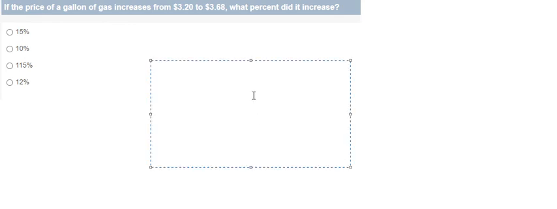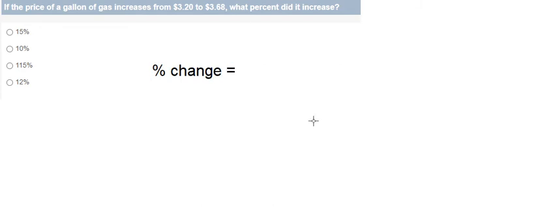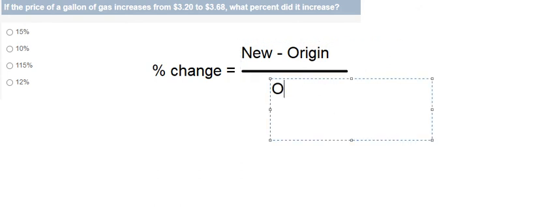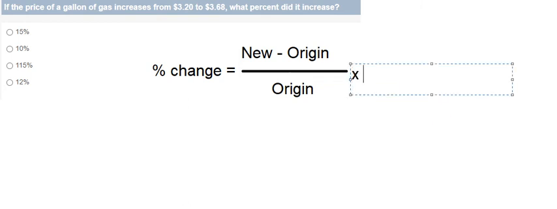So it is a question related to percentage, and the question mentions a change. So here is the formula. We will use the new number minus the original number, then we divide by the original, multiply by 100%.